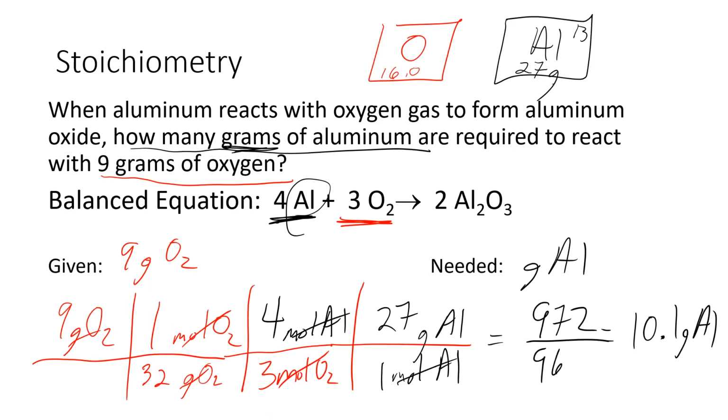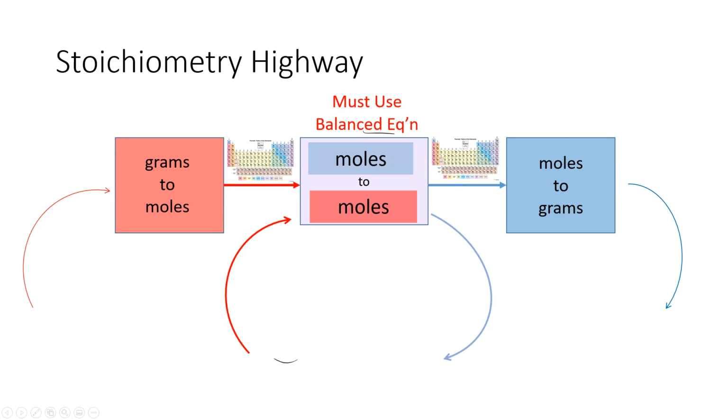And when we do grams to grams, we need that balanced equation plus 2 periodic tables. A periodic table there and a periodic table here. So basically this is sort of like the highway. If you're starting at moles, it's just one step, moles to moles. You're going to use the balanced equation, and you're going to come back out with moles of a different substance.